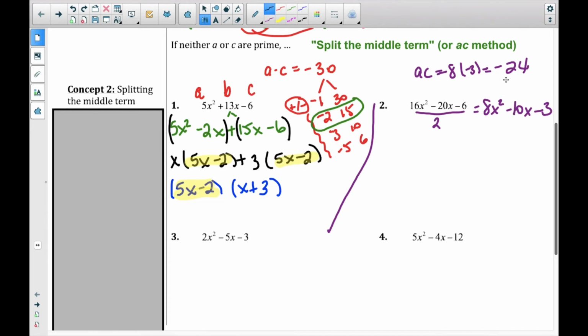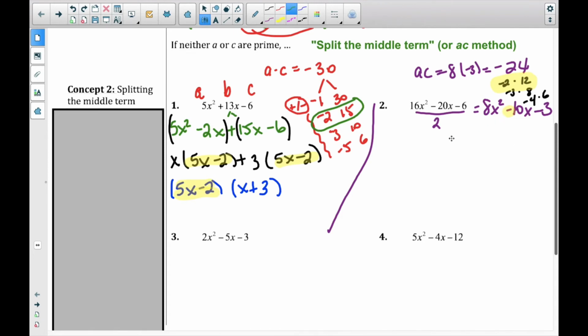Well, is it 1 and 24? No, probably not. Is it negative 2 and 12, or negative 3 and 8, or negative 4 and 6? We've already come up with it, right? Do you see it? It's actually not negative 2 and positive 12, but because we have a negative down here, it's going to be negative 12 and positive 2.